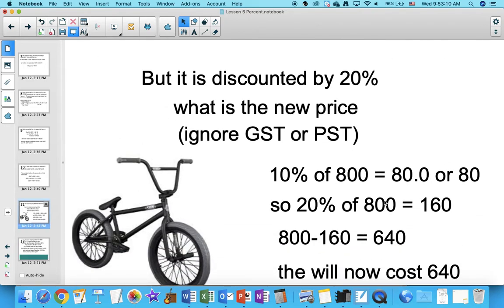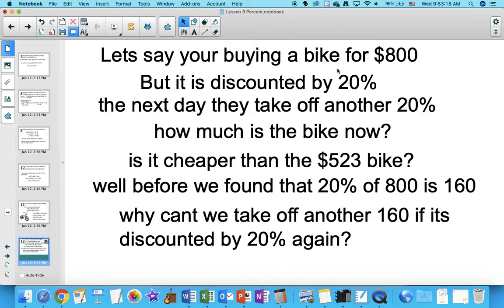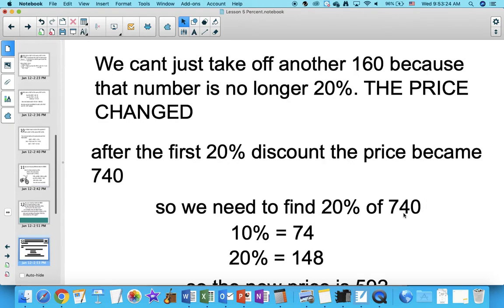Sorry, 640, my bad. So we took off $160 off the $800 bike, and we got 640. Well, you take off another 20%. Do I take off another $160? Why can't we do that? Well, you can't take off another 160 because that number is no longer 20% of the price. The price changed, right?